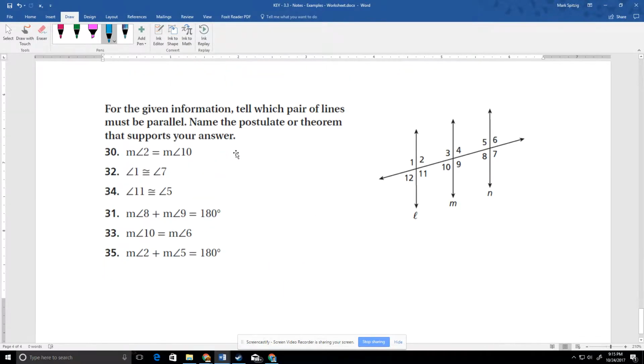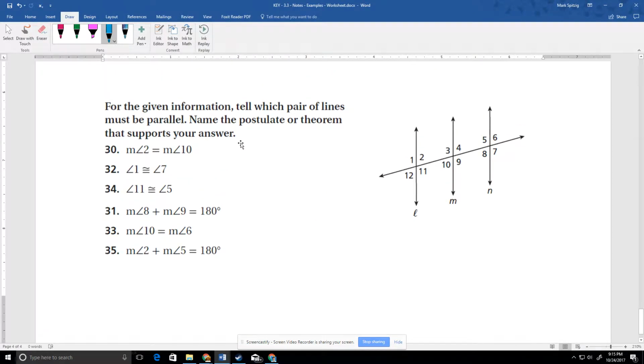All right. Finally, the last ones here. It says, tell which pair of lines must be parallel, then name the postulate or theorem. Very similar to the ones we did before. In this case, 2 and 10. So 2 and 10 are alternate interior angles, and they share this transversal. 2 is on L, and 10 is on M. So the lines that would be parallel would be L would have to be parallel to M.